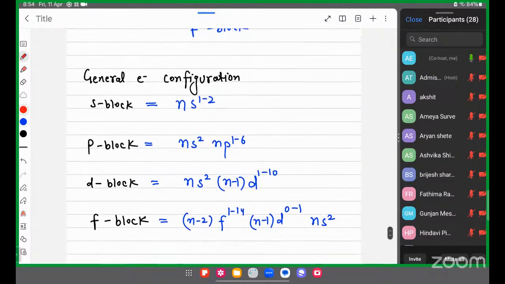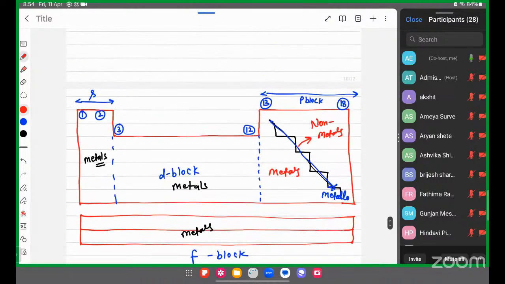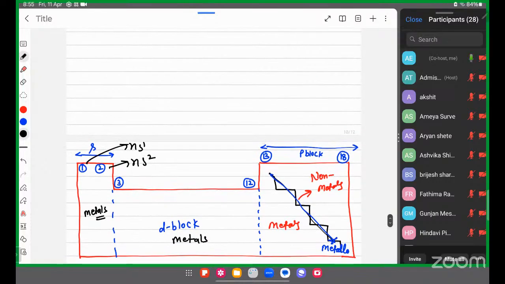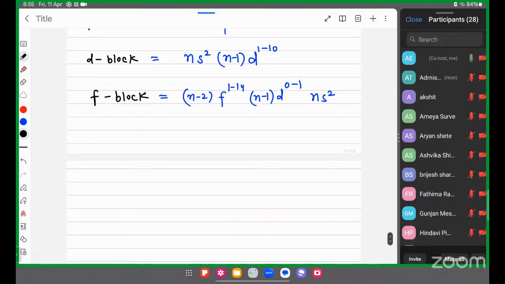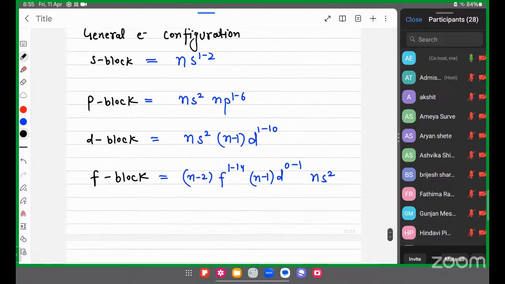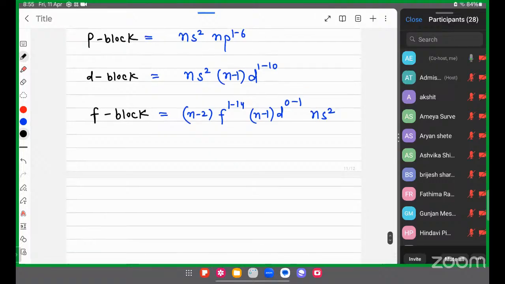Understood? In the S block, we have only two groups, group 1 and group 2. For group 1, this will be ns1, and for group 2, this will be ns2. Then in the P block, we have group number 13 to group number 18. For group 13, we will have ns2 np1. For group number 14, we will have ns2 np2 and so on. Are you getting it? Yes. Any doubt in it?